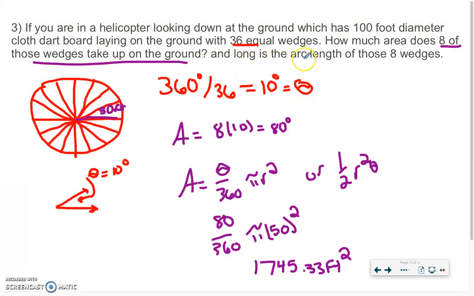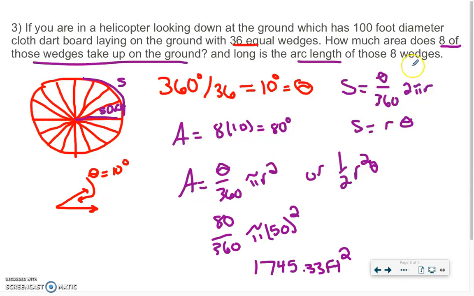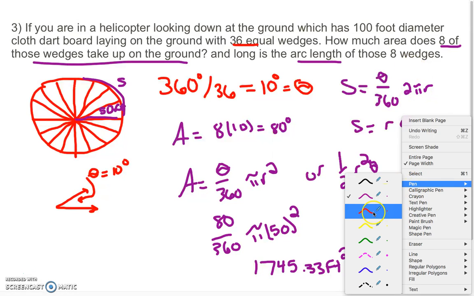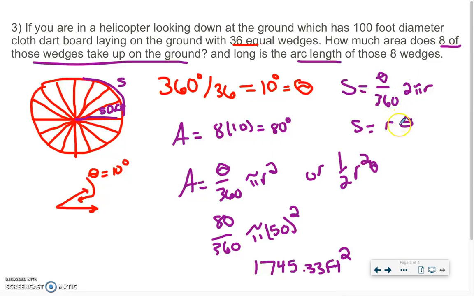Now, if I'm asking how long is the arc length, then we're talking S. So the arc length is how far it is in this image. This is the S, from 0 to 80 degrees. So similar to before, you have theta divided by 360 times 2 pi r, because you're taking part of the circumference. Or you can go S is equal to r theta in radians. This one's in degrees, this was in radians. So we'll draw a little divide here.